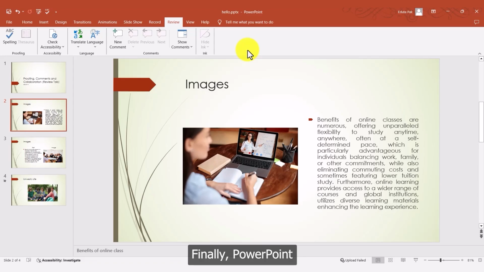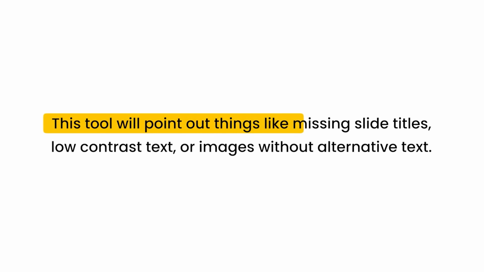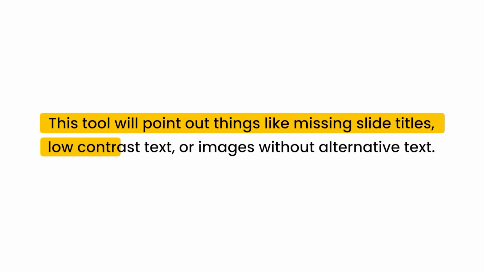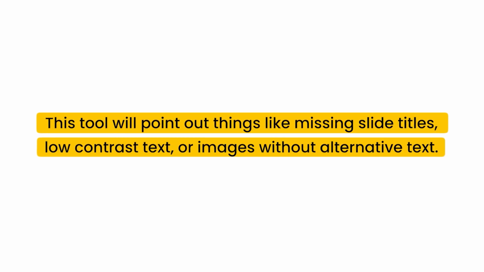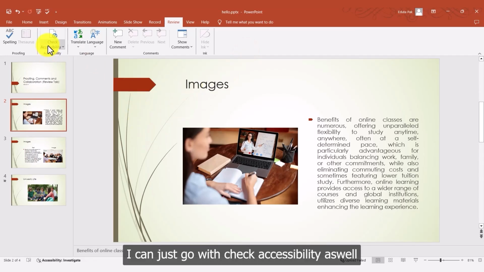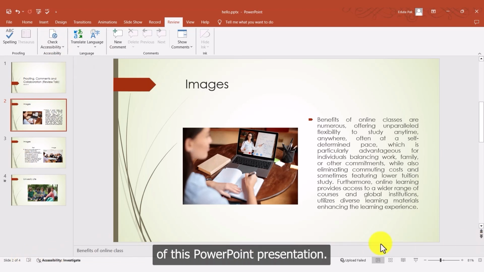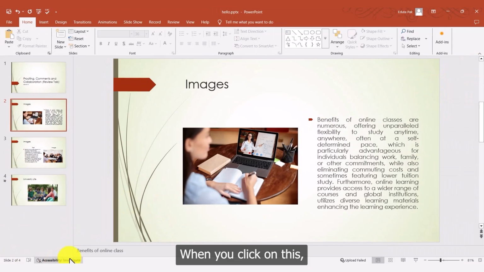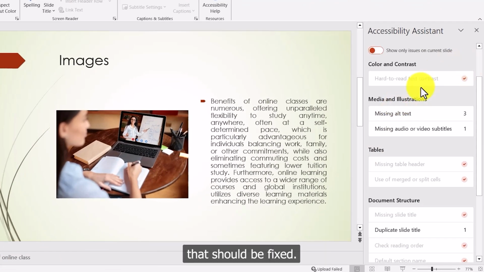Accessibility. Finally, PowerPoint offers an accessibility checker to help you design presentations that are usable for people with visual or other impairments. This tool will point out things like missing slide titles, low contrast text, or images without alternative text. For example, for that I can go with check accessibility, or at the taskbar of this PowerPoint presentation I have the option as well. When you click on this, it gives us all the suggestions that should be fixed.